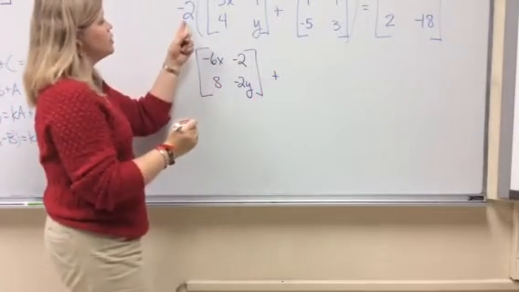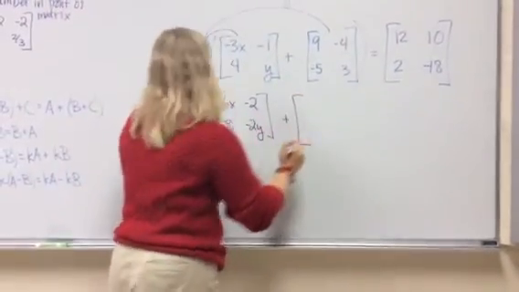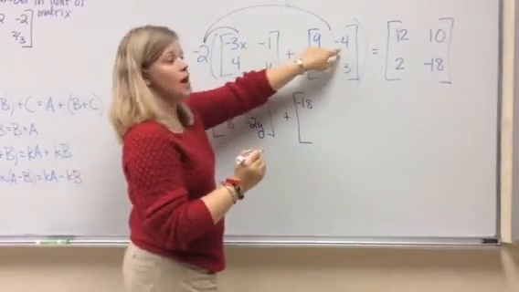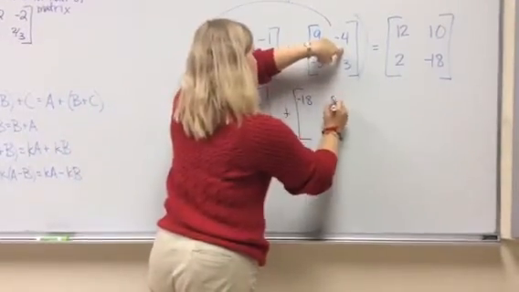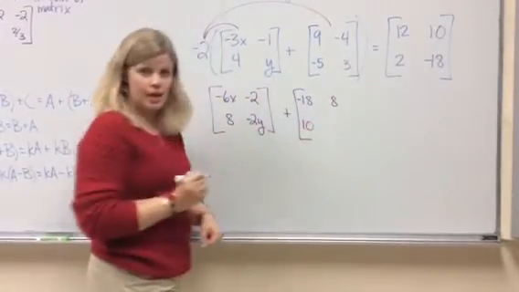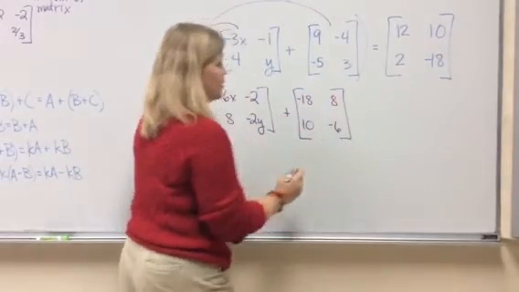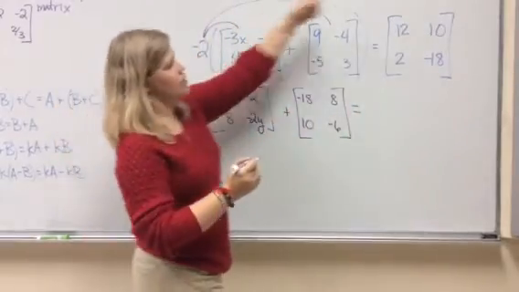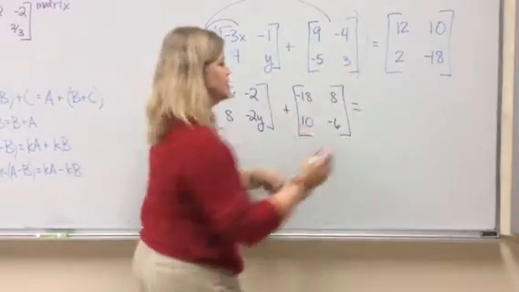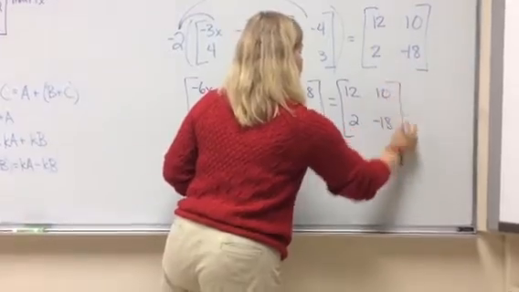All right, well, we also need to distribute this negative 2 to this matrix. So negative 2 times 9, negative 18. Negative 2 times negative 4, did you catch it? I hope so. It's a positive 8. Negative 2 times negative 5, positive 10. Negative 2 times 3 is negative 6. Okay? And now should we distribute this all the way over here? No, Mrs. Roth, because it's not in the parentheses anymore. So we just have 12, 10, 2, and negative 18.